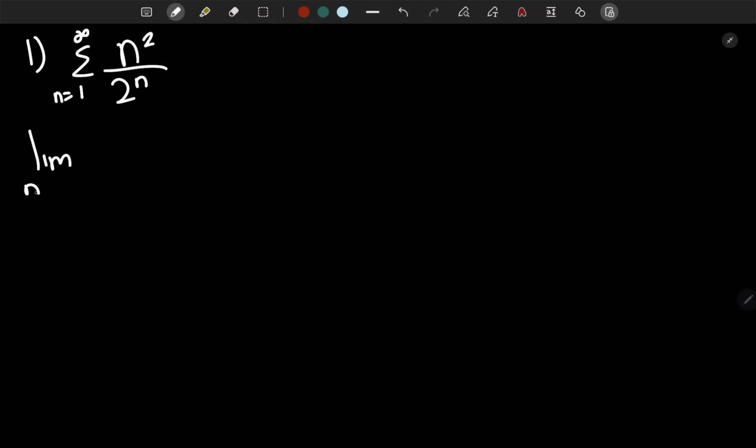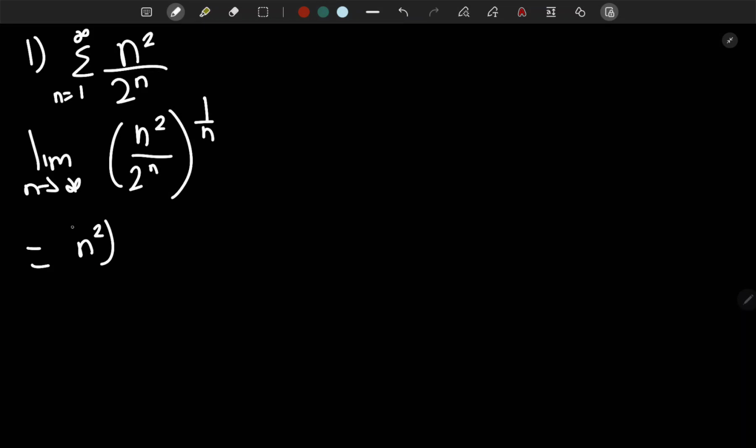So it was the limit as n approaches infinity, and we have the exact same thing, n squared over 2 to the power of n, to the power of 1 over n. Now we need to use the properties of exponents to simplify this fraction. So let's use those and distribute the power to the numerator and to the denominator. So it's going to be equal to n squared to the power of 1 over n over 2 to the power of n over n, which is equal to 1. So I'm just going to write 2 to the power 1, which is just 2.